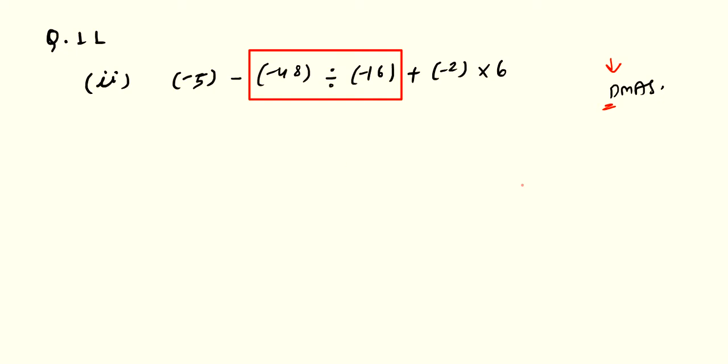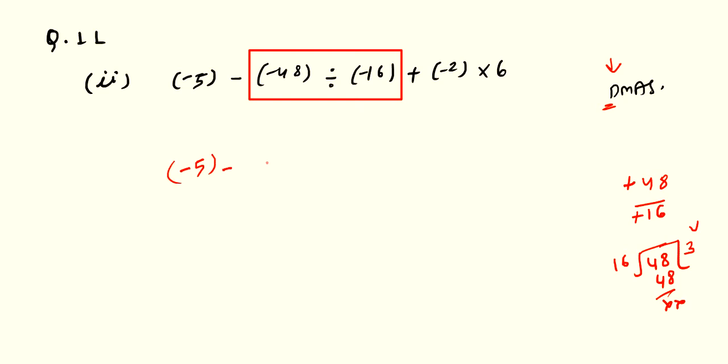So in rough, first you will divide minus 48 by minus 16. Minus and minus get cancelled, and you know very well that 48 is divisible by 16. In the table of 16, 16 threes are 48. So we got 3 here, and in this place we will write 3. So first minus 5, then minus, then 3 only, then plus minus 2 into 6.